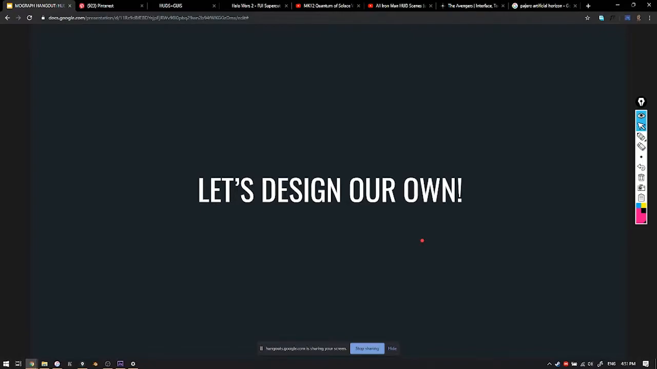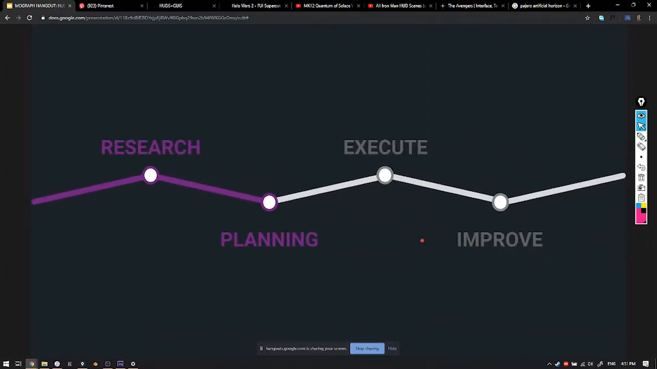Alright, so let's design our own HUDs now. We've spent almost an hour now looking at different designs, deciding what we like, what we don't like. So now we take to Photoshop or pen and paper and decide to design our own. So this should not be here, but okay. Just a quick recap of the process.